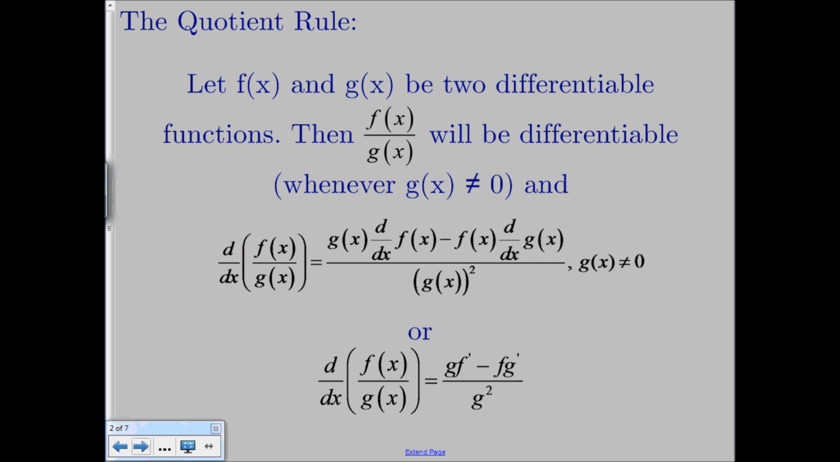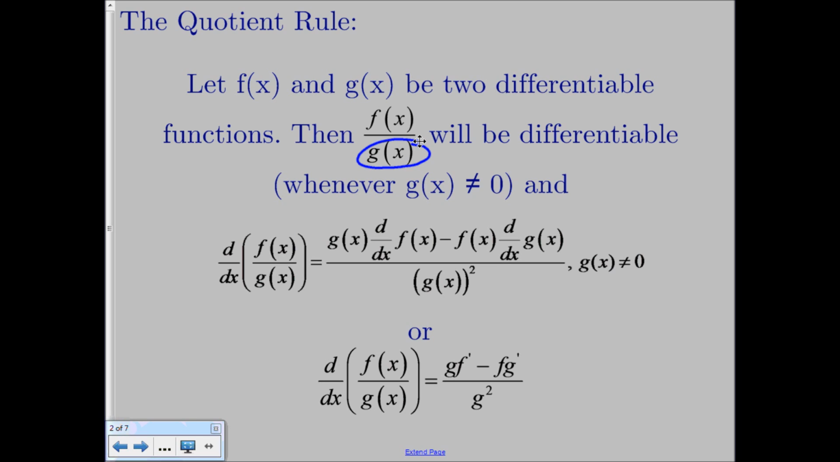So what the quotient rule says is if we have f of x and g of x as two functions that we can take the derivative of, then the quotient of f and g, or f of x divided by g of x, we can also take the derivative of. And it's a differentiable function, and it's going to be differentiable wherever g of x does not equal 0. Because if g of x was equal to 0, we would have a 0 in the denominator of this fraction, which means that we would have an undefined value.